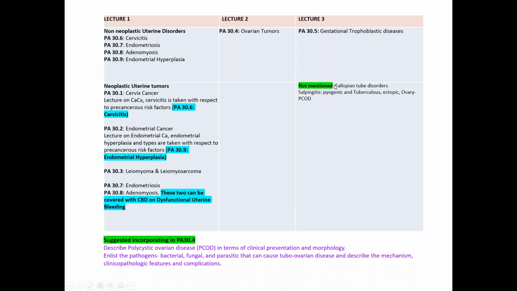And so if you all agree, then we could incorporate these in competency 30.4 of the ovarian tumors. We could incorporate these 2 SLOs. Describe polycystic ovarian disease in terms of clinical presentation and morphology. Enlist the pathogens, bacterial, fungal, parasitic, that can cause tubo-ovarian disease, and describe the mechanism, clinico-pathologic features, and complications. So this is what we propose or suggest to complete the disorders here in female genital system, to include in 30.4, if you all agree.